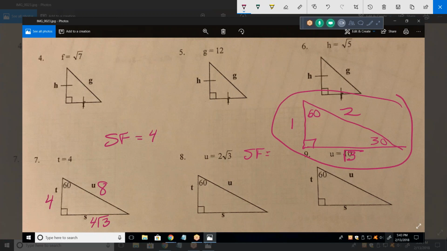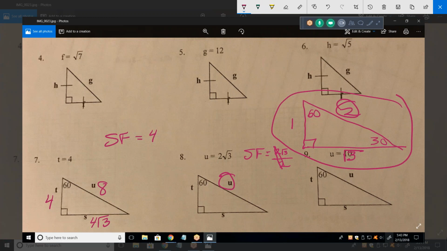2 root 3 divided by? Remember, the scale factor is always one number divided by another one. That's the numerator, in other words, that's the bigger triangle. What's the same side of the unit triangle? 2 by 2. Just 2. Divided by 2. Just 2. Okay. In other words, it's that divided by that. Now the 2's cancel, so the scale factor is root 3.